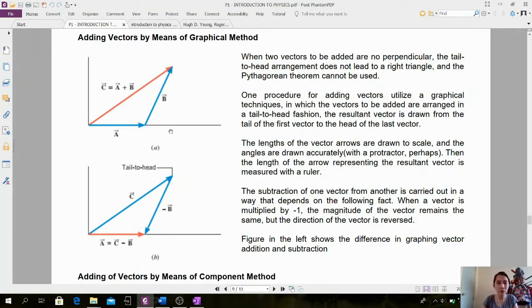Once you have drawn the two vectors, you can draw the resultant vector and measure its length to find its magnitude, and using a protractor too, you can find its direction.